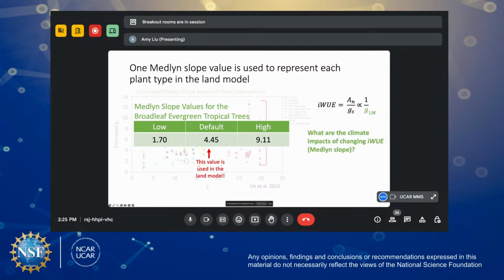So it's pretty simplified. We know that intrinsic water use efficiency changes with the Medlyn slope, and we have one value of the Medlyn slope used in the land model. If we change it, then intrinsic water use efficiency should change, and so what are the climate impacts of that?